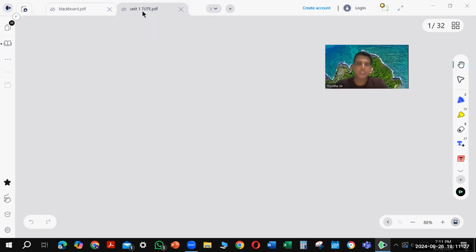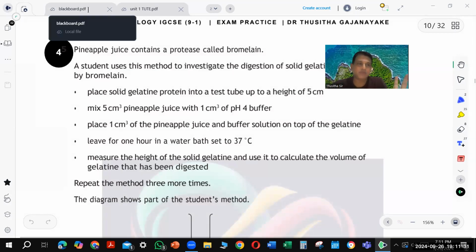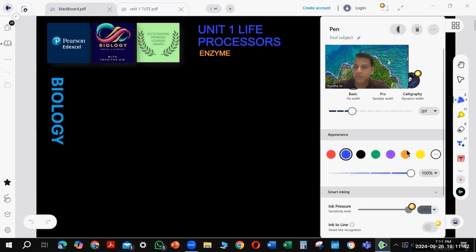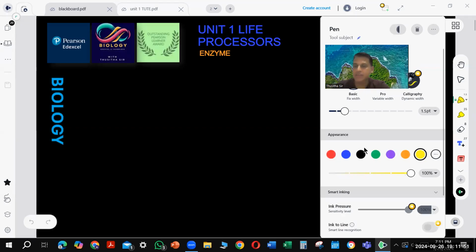Now, question number 4 is based on enzymes. We will revise a little bit about enzymes, and you can use this as your revision note. A revision note is a very short note which has very important things. Right. Let's try to understand what an enzyme is.